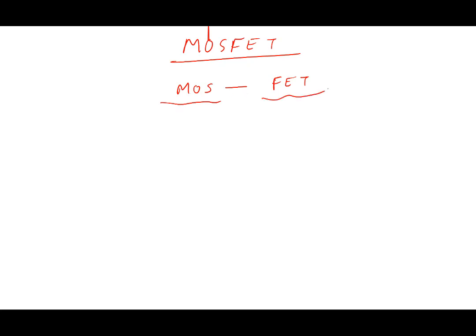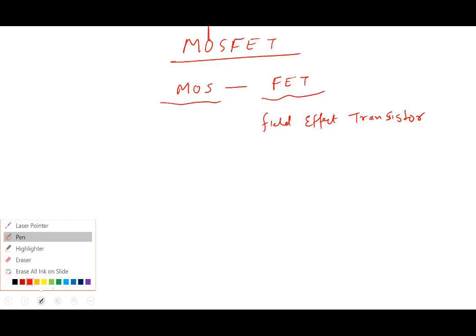How do I understand MOSFETs? All right, so let's try and understand. You could break up the word MOSFET into two parts: MOS, and FET. There is a MOS part, which is important, but much more important is this, field effect transistor. Transistor is important, but what is this field effect thing here?